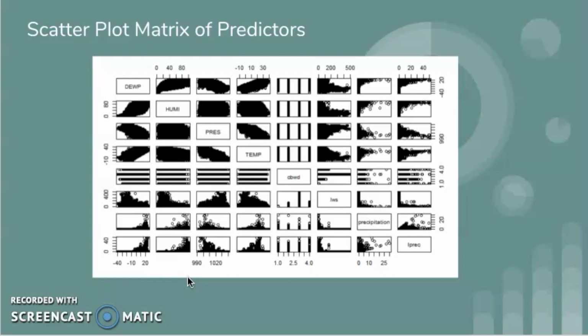Then we use the scatter plot matrix of the predictors to look at the relationship between these predictors, and we can tell that a lot of them do not have very strong correlations, which satisfies the assumption of the multilinear regression model.